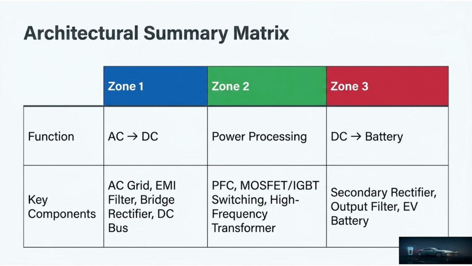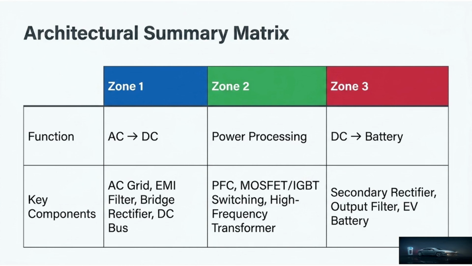Now let's finalize by reducing the entire architecture into 3 questions, what we have discussed till now. First question: where does the energy start, if you remember? From the AC grid, right? What does zone 1 do? It converts AC to DC, right?